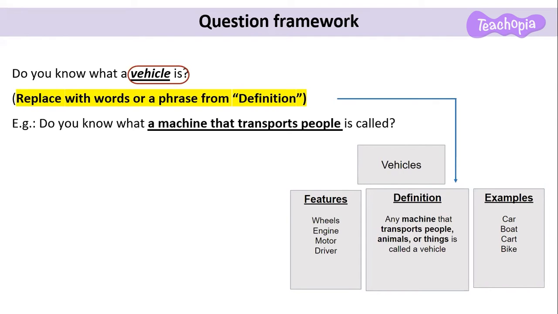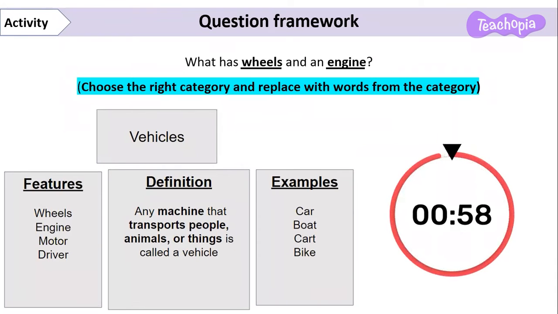So do you know what a vehicle is? If you replace vehicle with another phrase from the same category, definition, we can use it like this. Do you know what a machine that transports people is called? Isn't that great? Okay, now let's try this by ourselves.